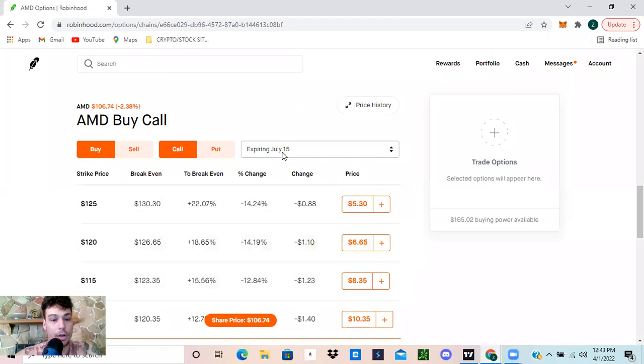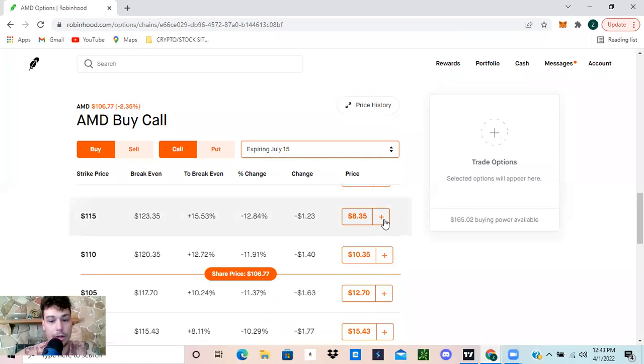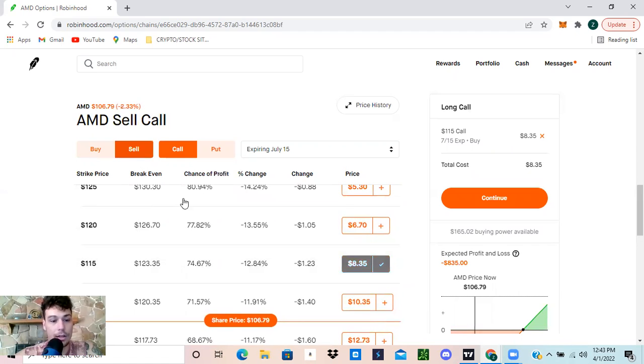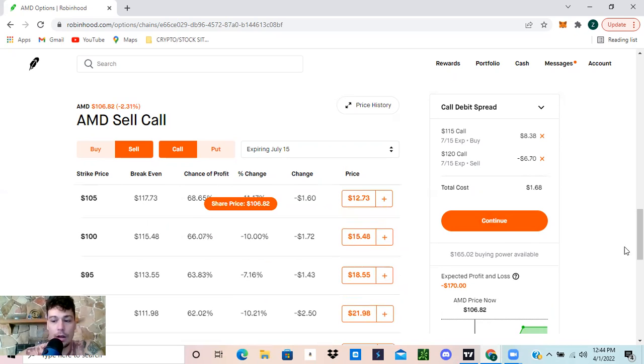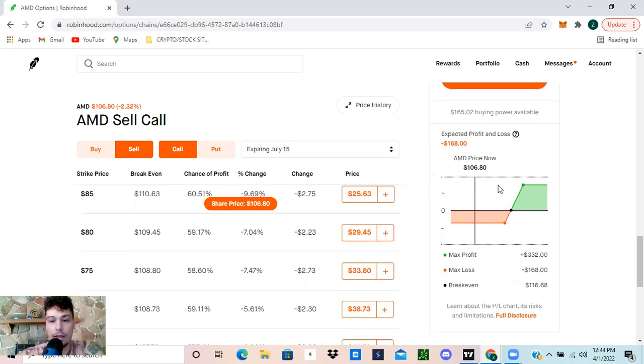We'll go to options, and we're going to go to the July 15th expiration date. We are going to purchase the 115 strike and then sell the 120 strike. If you do it correctly on Robinhood, it should pull up call debit spread. It should automatically say that for you. You can look here, the total cost is going to be between 168 and 170. Then we can take a look at the expected profit and loss. The max profit on this one is going to be $335. So with this one, you'd be able to double your money essentially, turn 165 into 335.